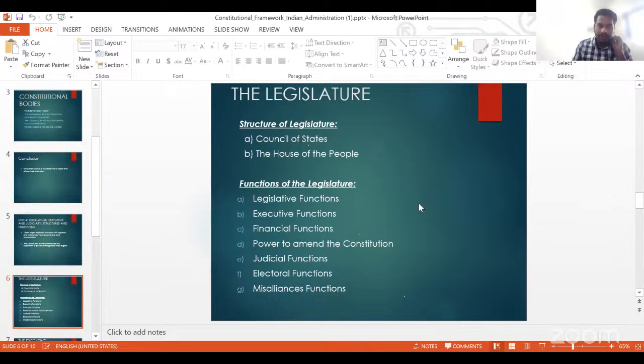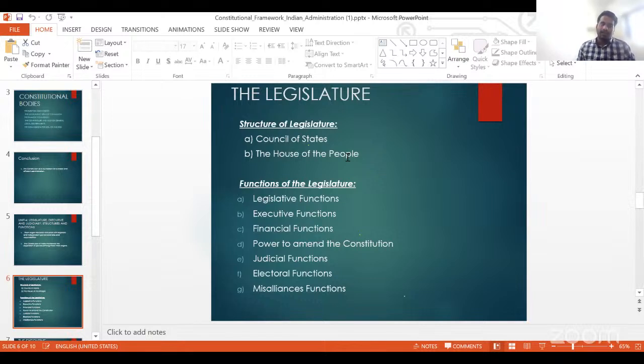Next, coming to the structure. First, the Council of States. We all know that the Council of States means Rajya Sabha. Rajya Sabha is the upper house of the Parliament. Its strength is 250. In that 250, 238 are the representatives of the states, that means the states will elect the 238 members. The remaining 12 members are nominated by the President.